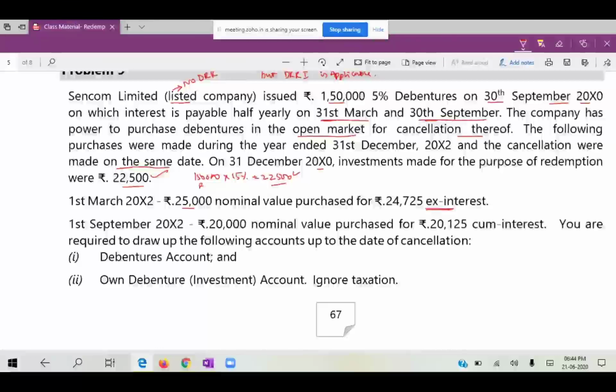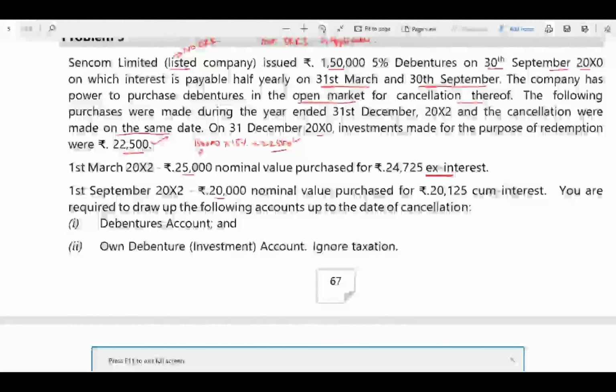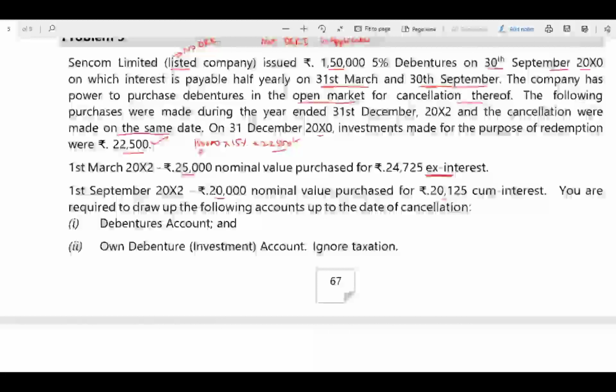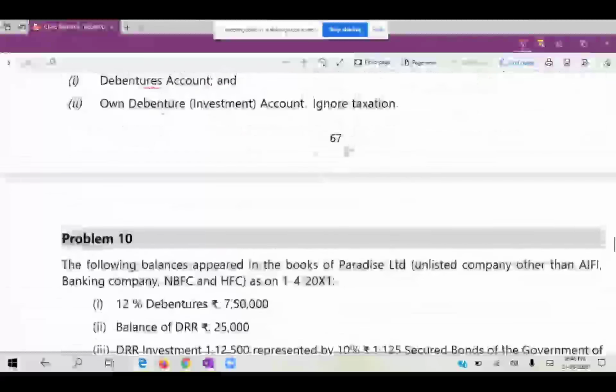Next, on 1st September. Again here 30th September is the interest due date, but here 1st September we are purchasing. That means again it's a 5 month broken period interest. So 20,000 nominal value purchased for 20,125 cum interest. Therefore, we have to calculate the 5 month interest on 20,000, eliminate it out of this price, and you will get the amount. Now you are required to compute debentures account and own debentures investment account, ignore taxation. So that's all they have asked, my dear friends. So just two transactions. Come to solution.